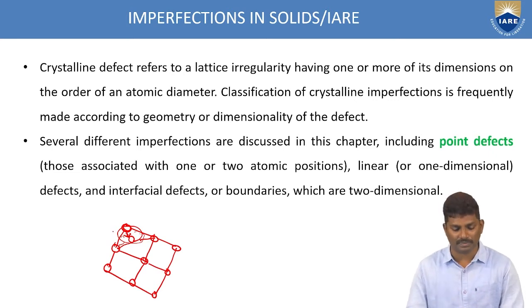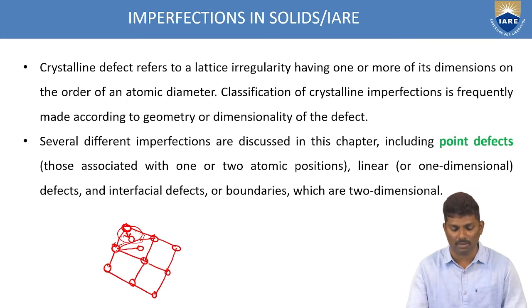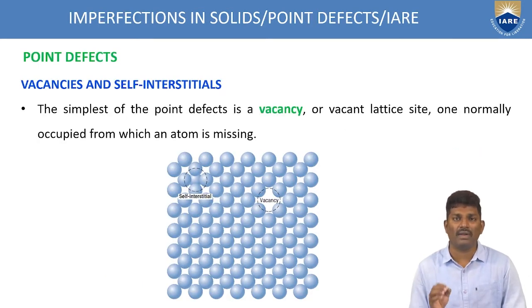Like that, several different imperfections are discussed, including the point defect. So what is the point defect here? Some atom is missing, or some atom is changing its position from one place to another. This refers to the point defect. It can be linear, one dimensional, and also two dimensional. It is changing its orientation from one point to another point. So this comes under the point defect. If you look at the point defect, again you have the vacancy and the self-interstitial defect.